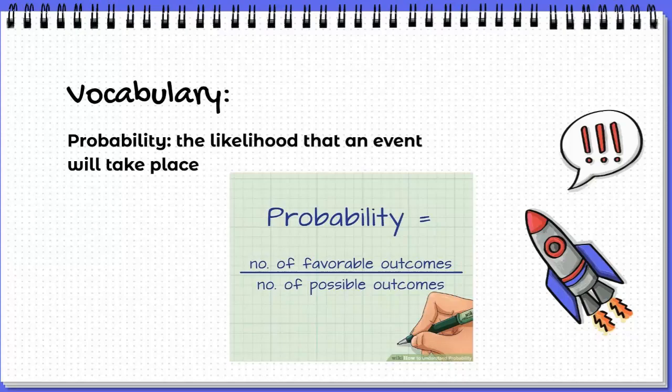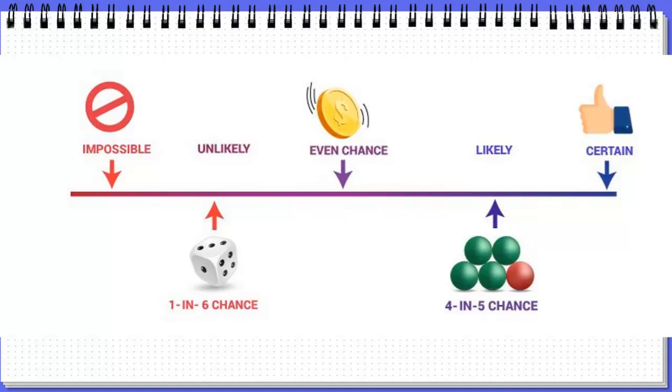And when we find probability, we set it up as a ratio. And we can express this ratio as a fraction. And we express it as the number of favorable outcomes, or like what we want to happen, out of the total number of possible outcomes. So here we see a number line, and we can actually express probability in a couple different ways. We can express it as a decimal, a percent, or a fraction.